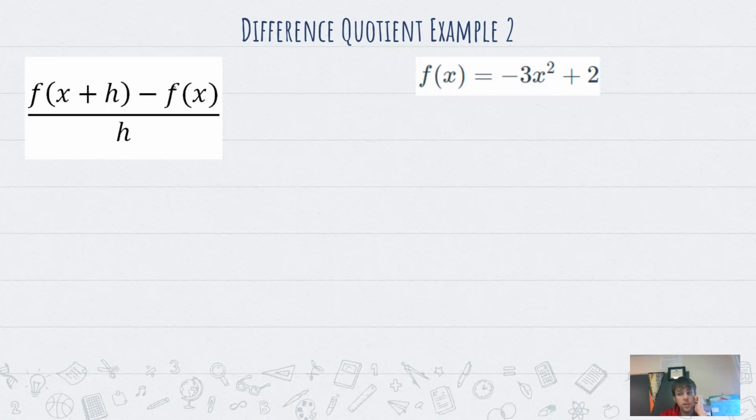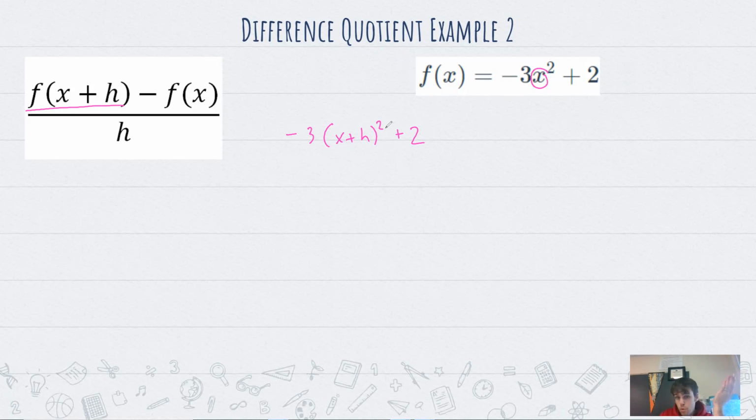So here's our function now. We have a quadratic function, not terribly complicated, but it is a quadratic. We have x squared there. And we're going to simplify that difference quotient again. So we need to figure out what f of x plus h is. Remember, again, that's replacing x with x plus h. So it's not too difficult there. It's x plus h squared plus 2, right? We just simply replace this x with x plus h.